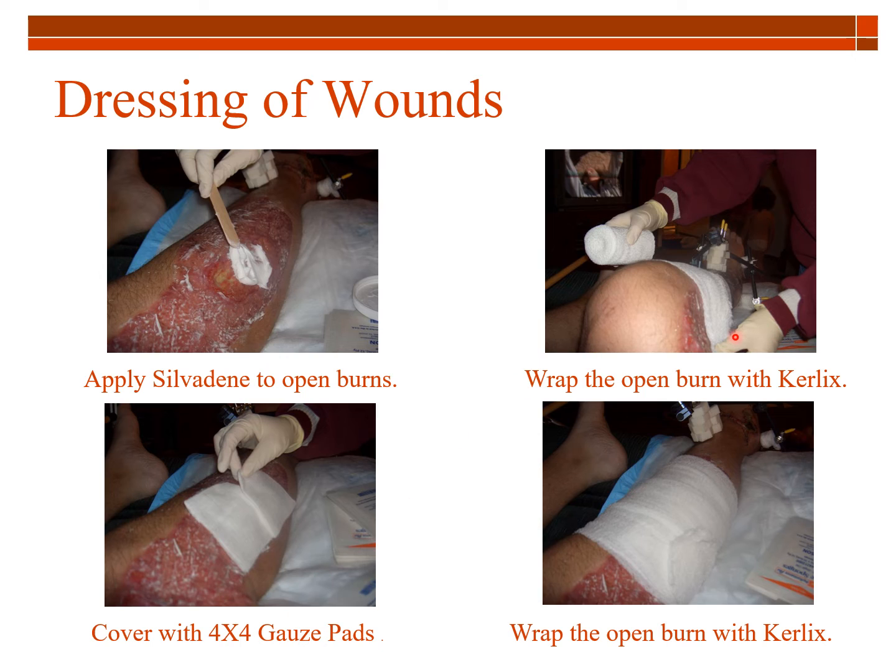Next, you will begin to wrap it with the roller gauze or Kerlix. And finally, when it's all wrapped up and finished, you don't have to tape it, just leave it as it is. And this is not done in a tight manner, so we do not want to cut off any circulation, but just simply to cover it like this with the Kerlix.